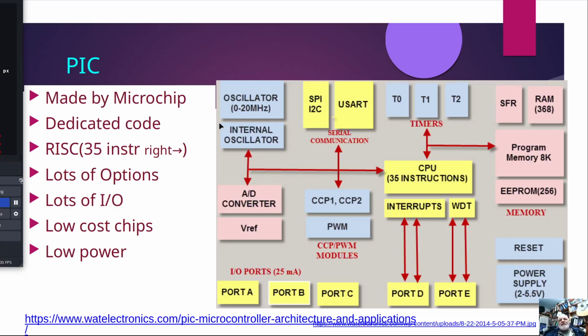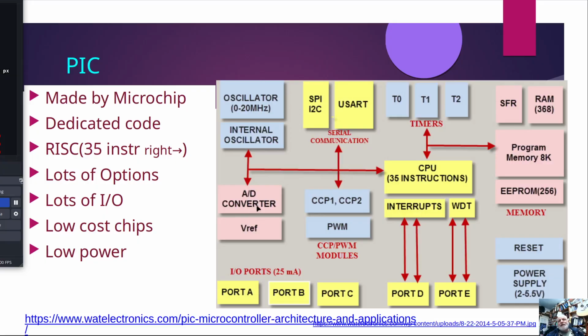All right, so this is the PIC Microchip block layout that I just showed you. These types of controllers have dedicated code, so they're a dedicated code paradigm. They can be 8-bit, 16-bit, 32-bit processors in there. They usually run a RISC type of processor with just a few instructions. And they have lots of various I/O.